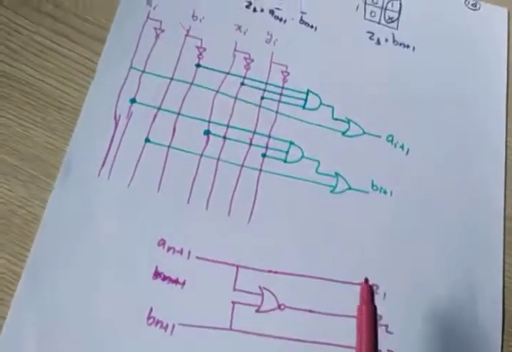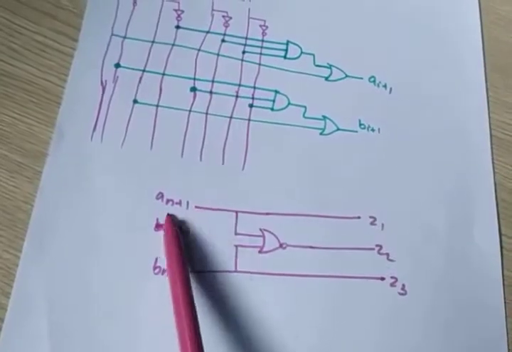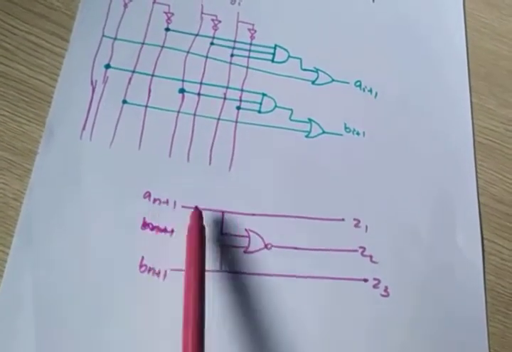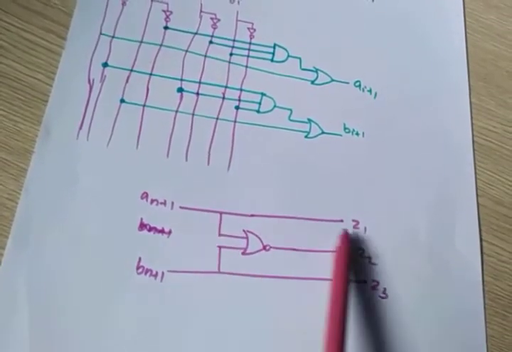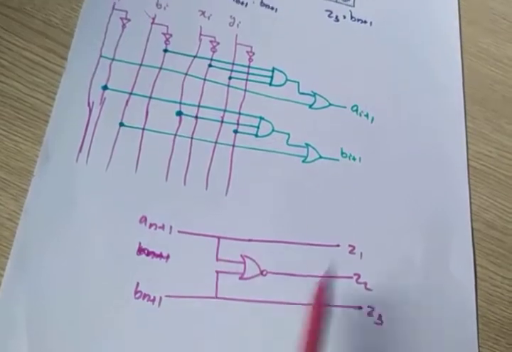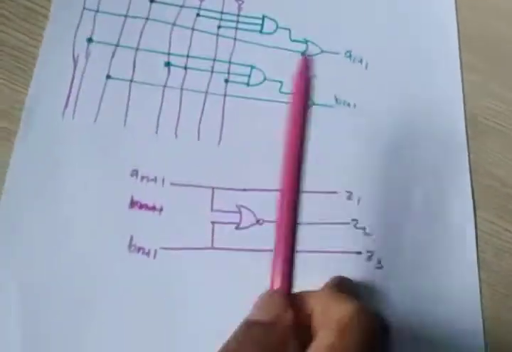Now what is for z1? Z1 is an plus 1. So for z1 it is an plus 1. Like that it continues for the nth stage. For the nth stage, an plus 1 goes directly to z1. Z3 is bn plus 1. Z2 is an plus 1 bar into bn plus 1 bar. So it is written like this.